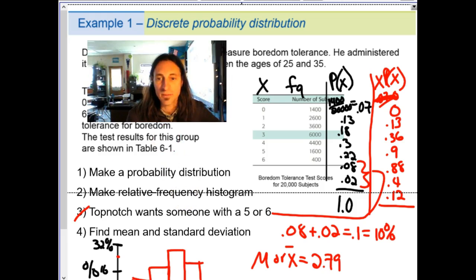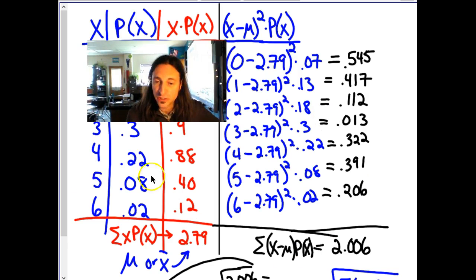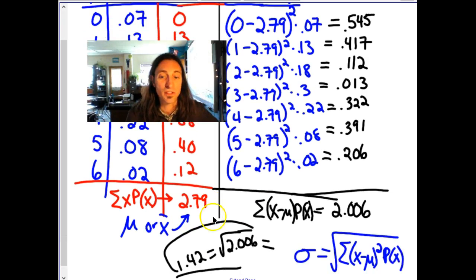And that's what you were asked to do, find the mean and standard deviation. So this is an example of how to answer that problem. Again, you would expect that someone would score a 2.79 with a standard deviation of about 1.42, meaning that's how much it's going to deviate from the mean on average. And that's very important to know when we look at other distributions, and we'll talk about that more in class.